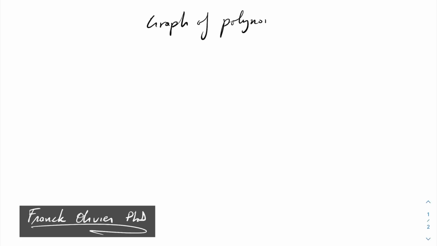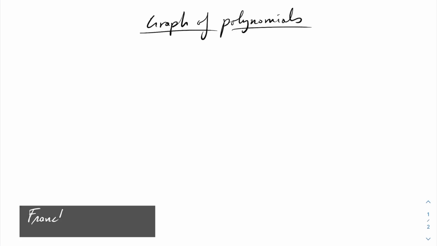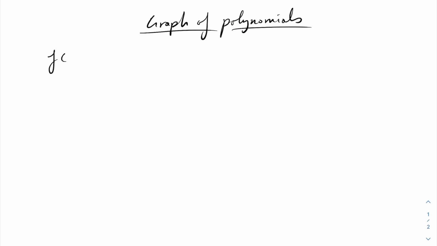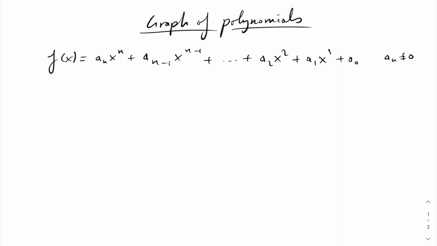Today I'm going to be talking about how to draft polynomial functions. Now to begin with, a polynomial function is a function that's written in the form f of x equals a_n x to the power of n plus a_(n-1) x to the power of n minus 1 plus dot dot dot plus a_2 x to the power of 2 plus a_1 x to the power of 1 plus a_0 x to the power of 0, where a_n is not 0.